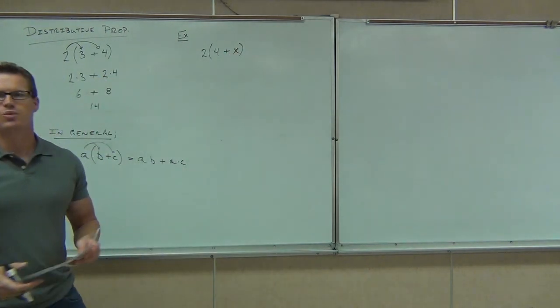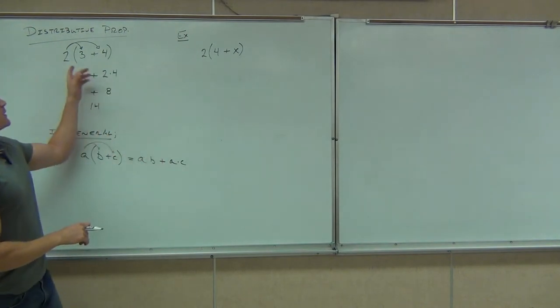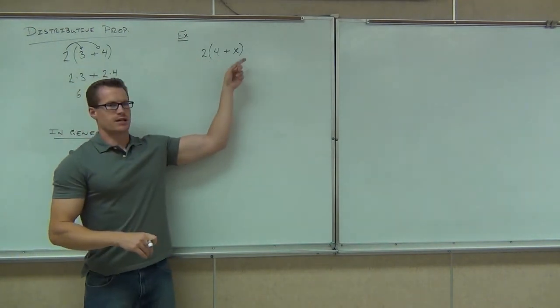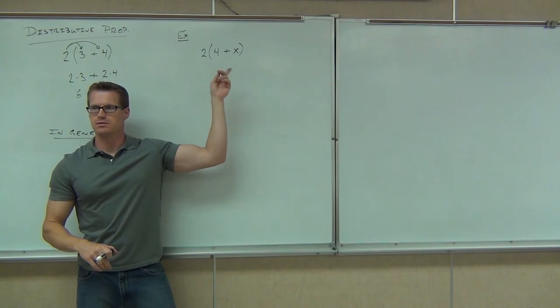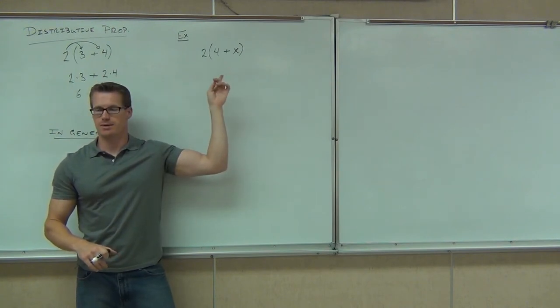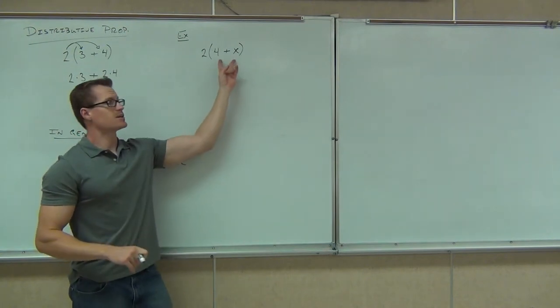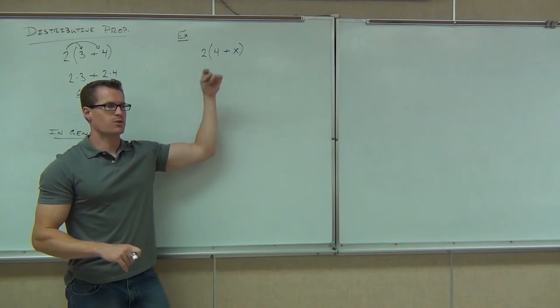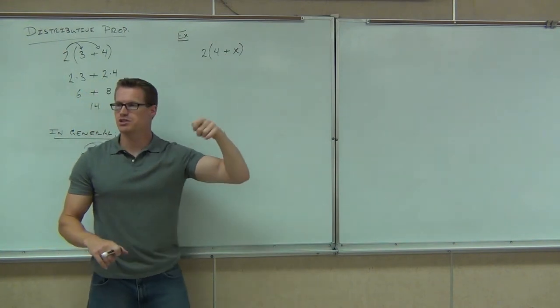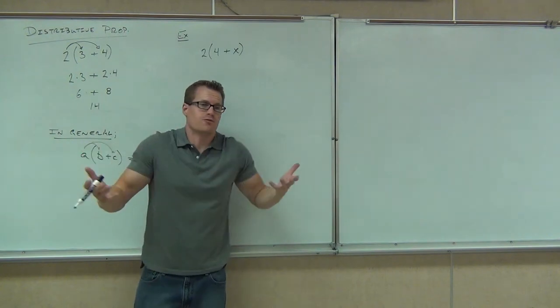This problem illustrates why we even have the distributive property. Here we could have added these. Can you add 4 plus x? 4x? No. Are they like terms? No. Then can you add them? No. If they're not like terms, you can't add them. So we can't even combine these. The only way to get rid of the parentheses in this case is through distribution. Are you with me, folks, on why we even have distribution? Otherwise, you couldn't go any further. You'd just be done.